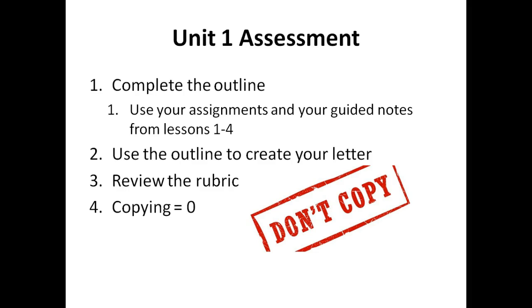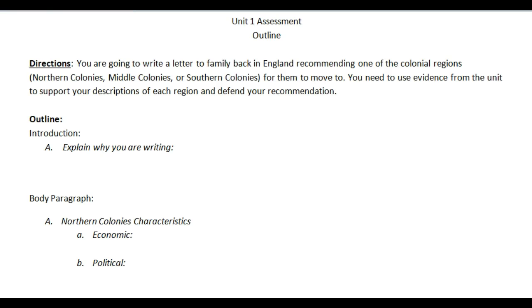Okay, I'm going to go ahead and go through the outline with you. So this is the Unit 1 assessment outline. You're going to write a letter to a family member back in England recommending one of the colonial regions, the northern colonies, middle colonies, or southern colonies for them to move to. And if you want to be more specific and give a specific colony, you may also do that. You need to use the evidence from the unit to support your descriptions of each region and defend your recommendation.